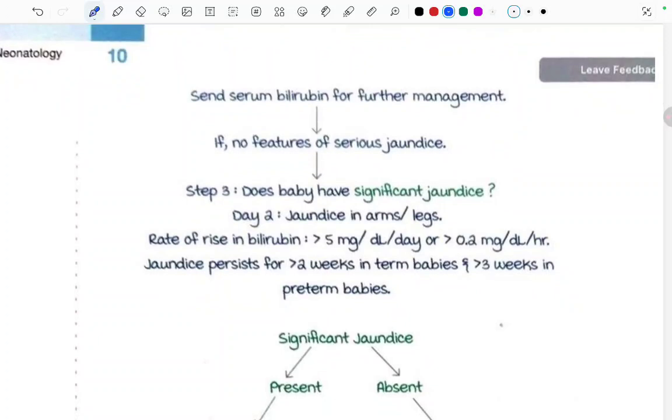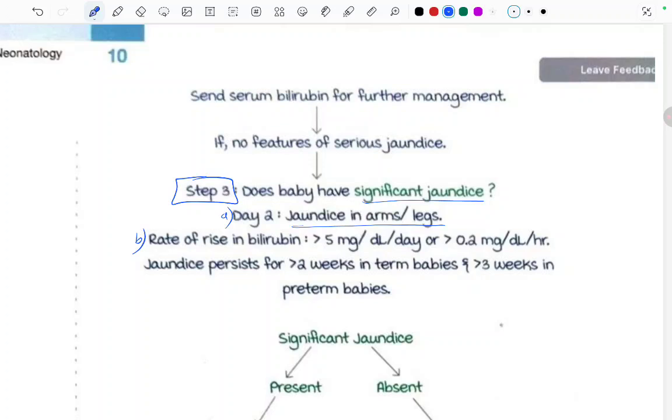If there are no features of serious jaundice, does the baby have significant jaundice? Day 2, jaundice in the arms and legs, rate of rise in bilirubin. Now we are reading about step 3. We ruled out serious jaundice, and now we have to find significant jaundice. Any jaundice on day 2 in the arms and legs is called significant jaundice. Rate of rise of bilirubin more than 5 mg per dL per day or more than 0.2 mg per dL per hour is significant jaundice.